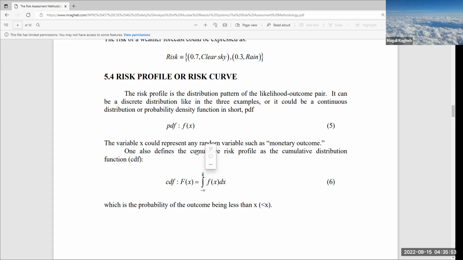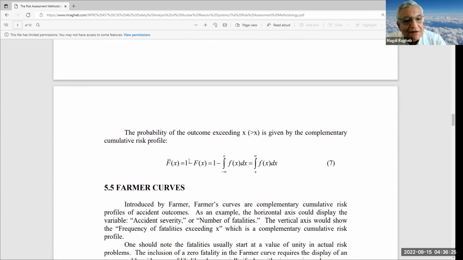I think you may have met that already in some other courses. The cumulative distribution function is designated with the capital F. Usually we like to write small f for the function that we are considering, and capital F for the cumulative distribution function. And this becomes the probability of the outcome that we are dealing with being less or equal to X. Now, 1 minus the cumulative distribution function is basically what we call the complementary cumulative distribution function.